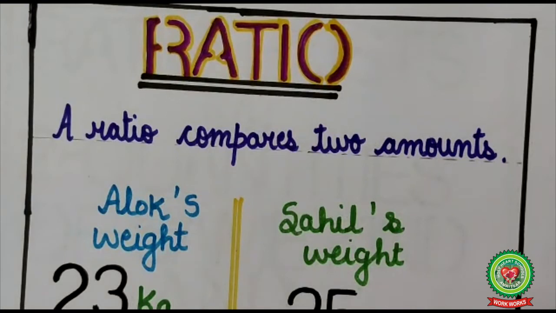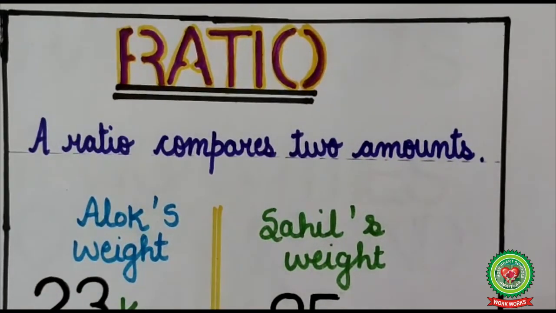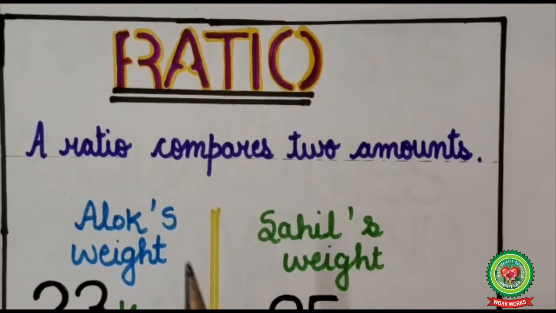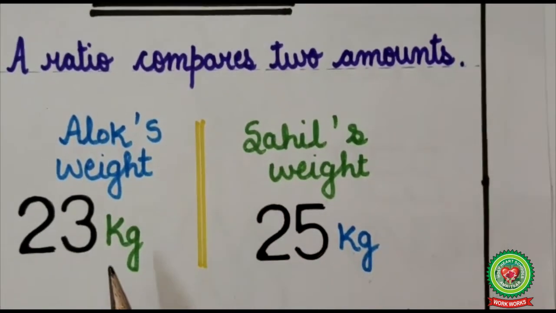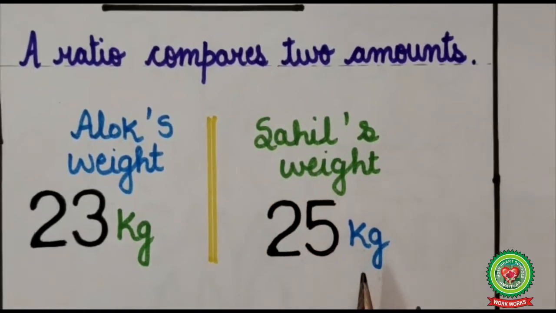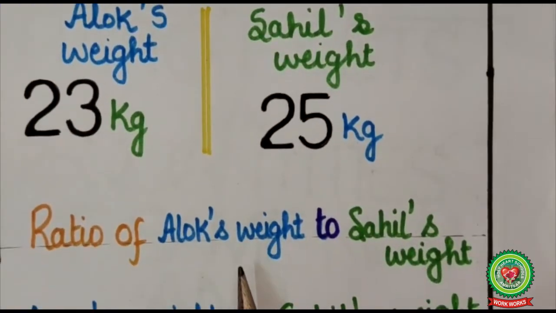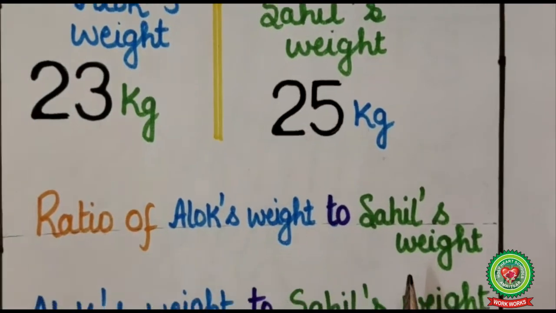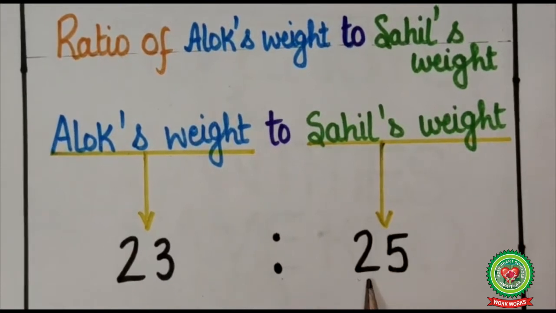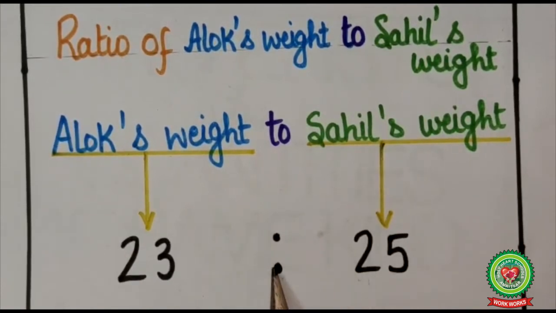Here, what is a ratio? A ratio compares two amounts. Consider two children, Alok and Sahil. Alok's weight is 23 kg and Sahil's weight is 25 kg. So what will be the ratio of Alok's weight to Sahil's weight? That is 23:25. This symbol represents the symbol of ratio.